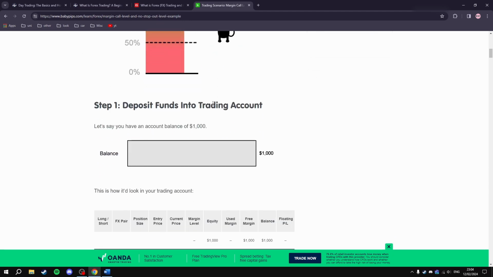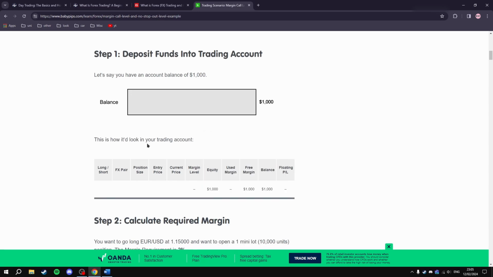Step 1. Deposit funds into the trading account. Let's say you have an account balance of $1,000. This is how it will look in your trading account. Equity is 1,000, free margin is 1,000, balance is 1,000, and everything else is blank.